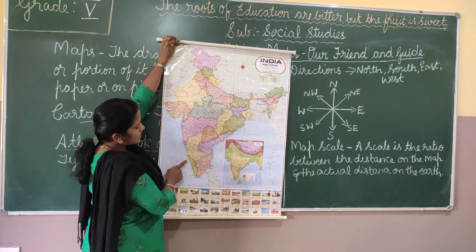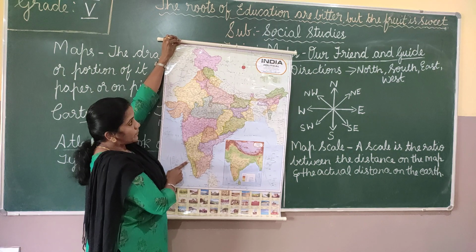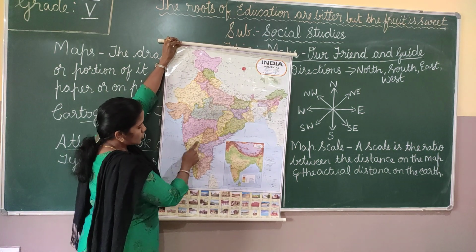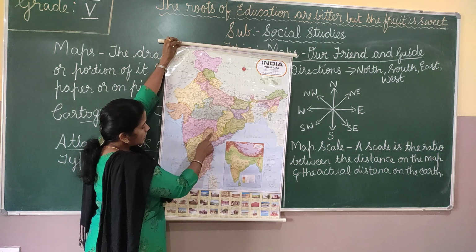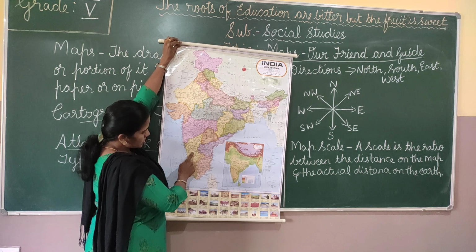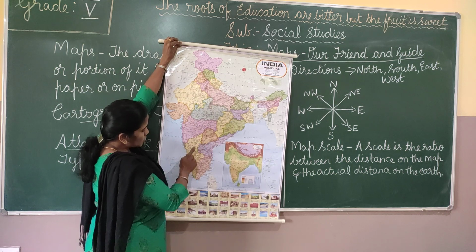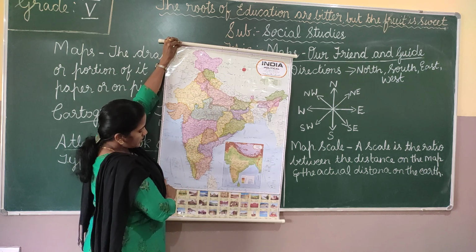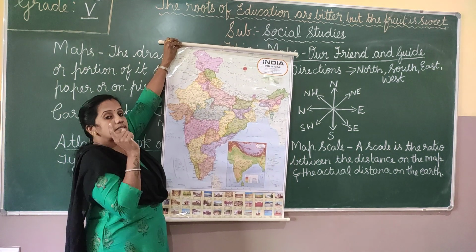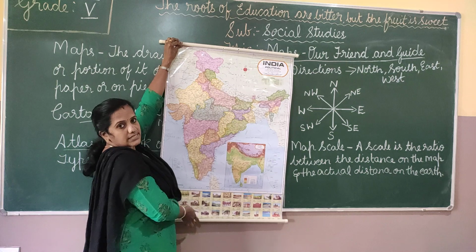So this is the political map of India, which shows the boundaries between two states. Everyone can see here, is it? Which shows the boundaries between two states. Clear, children? So next, as I told you, the other one is the physical map.